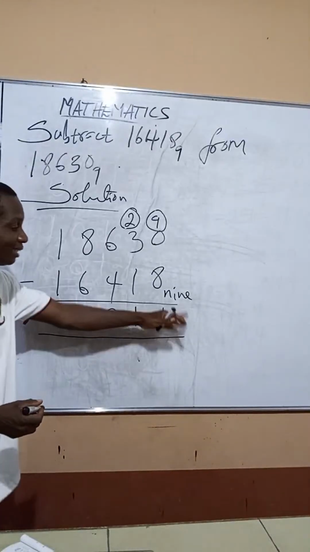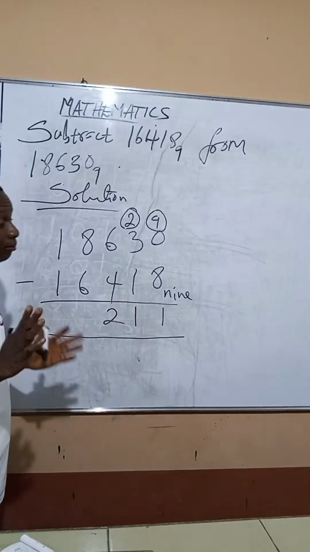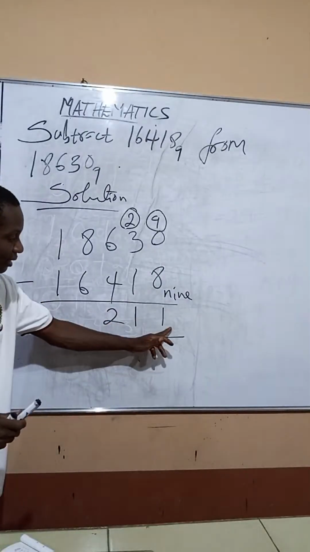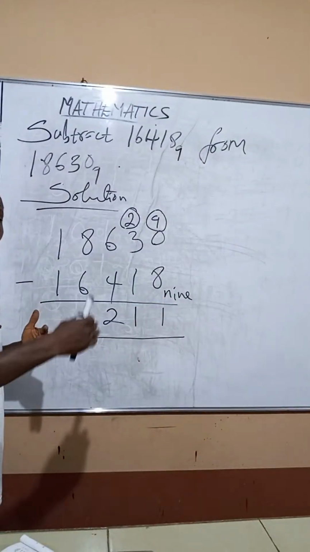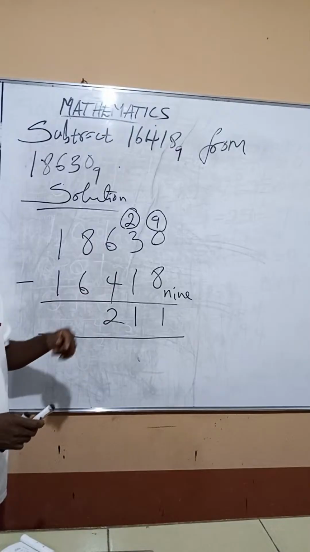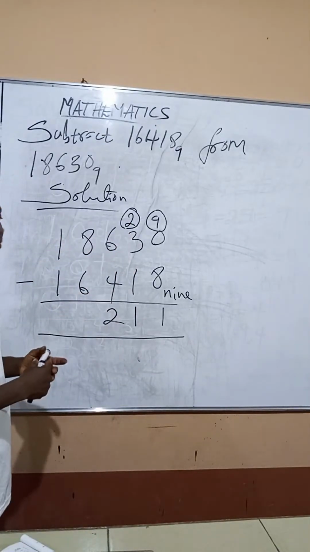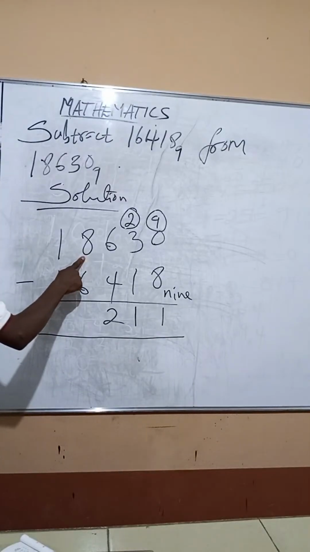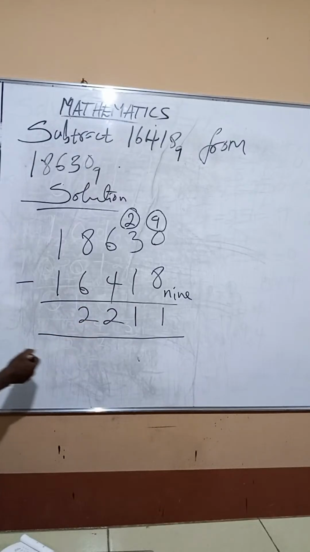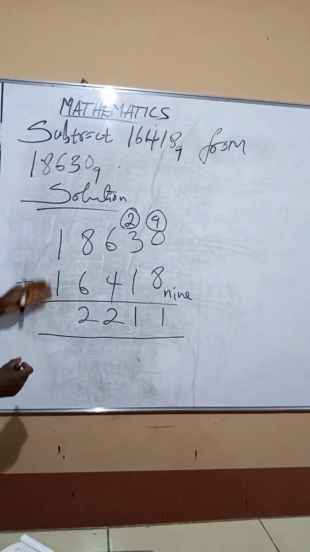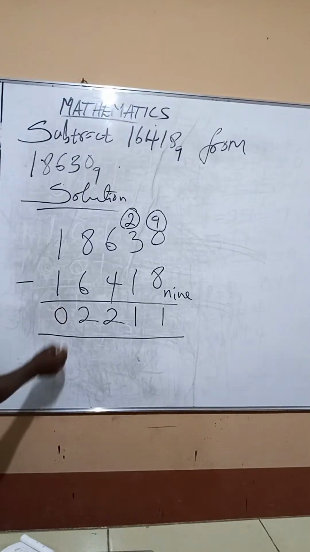Remember, we are not dividing by 9, carrying or dropping, simply because none of these numbers are up to 9. If any of them was up to 9, we would have divided by 9, written the remainder, and carried the coefficient. Now, this is 8 minus 6. 8 minus 6 is also 2. Then 1 minus 1 is nothing. So you may decide to leave it there, or you put 0.